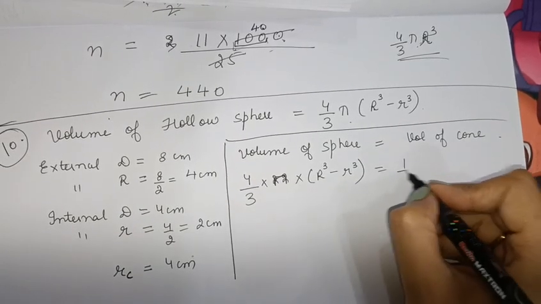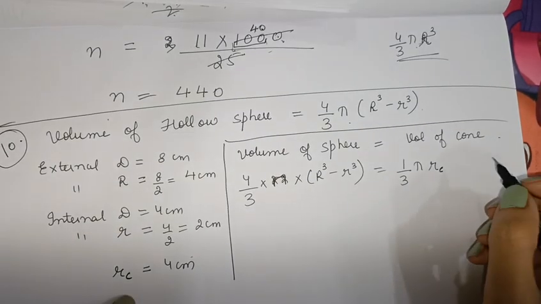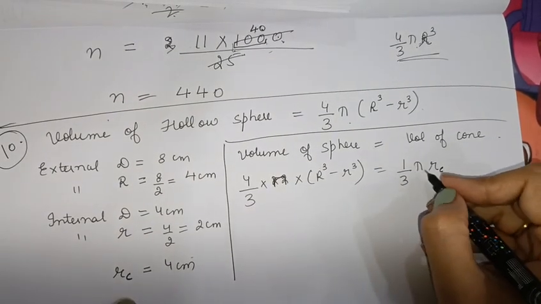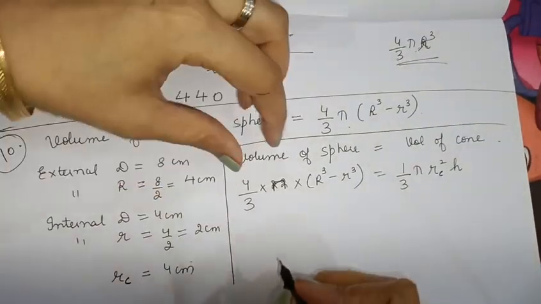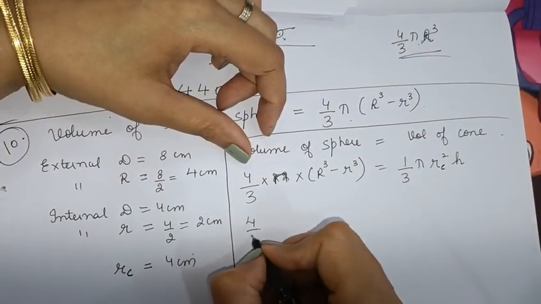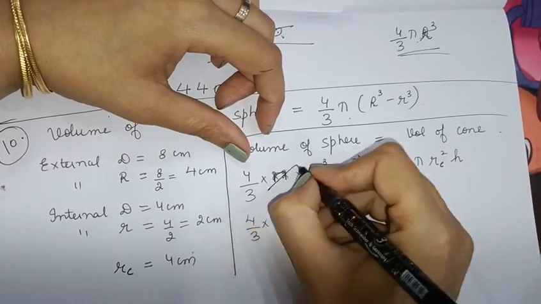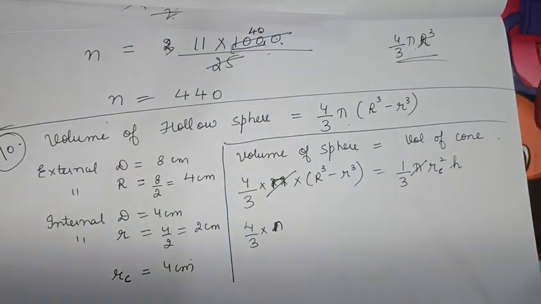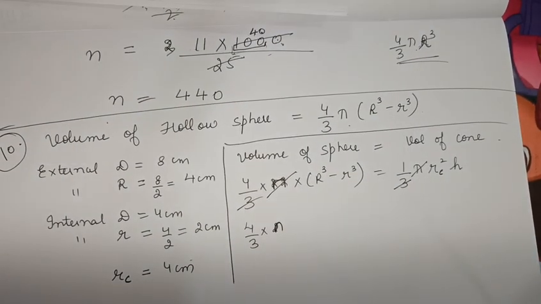Its formula, 1 by 3 pi r square h, I have written here. See, this h we have to find. Now let's substitute everything. 4 by 3 into pi, directly we can cancel like this. I have explained how they will get cancelled. This 3 also we can cancel like this only.